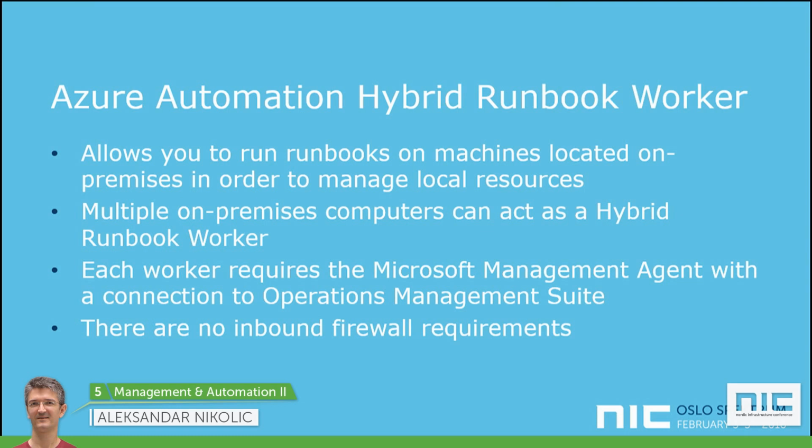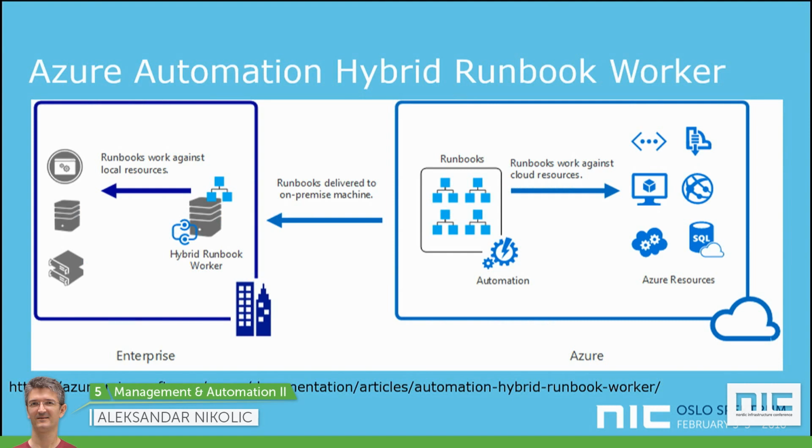So this is an image of the process. On the left or right side, you get the Azure part with Automation, and then you run runbooks against your resources in Azure. But also here on premises, thanks to a hybrid runbook worker, those runbooks will be delivered to your on-premises machine, and then that machine will execute runbooks against your local resources. That's absolutely amazing.